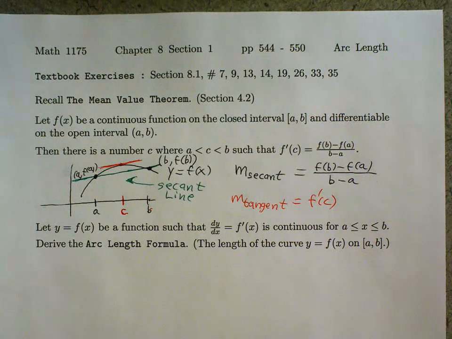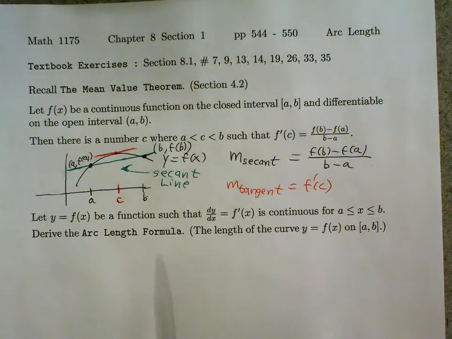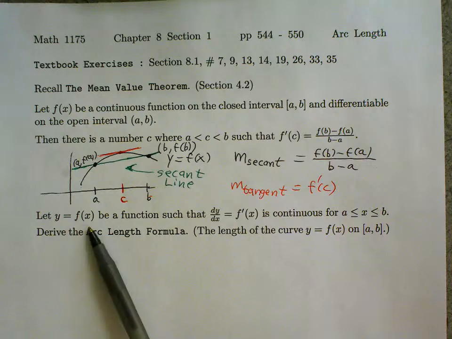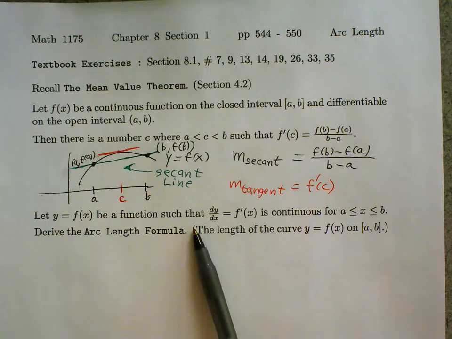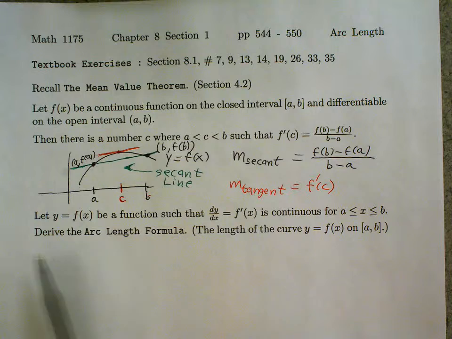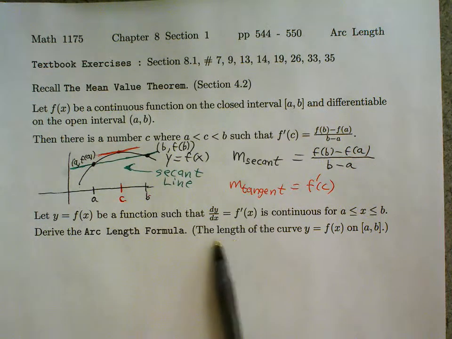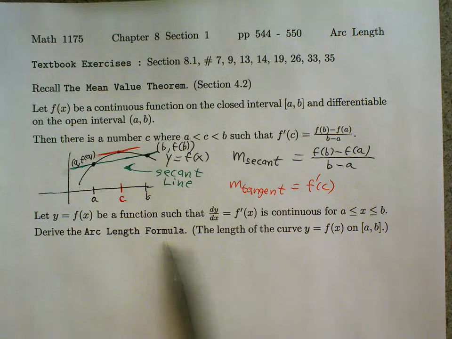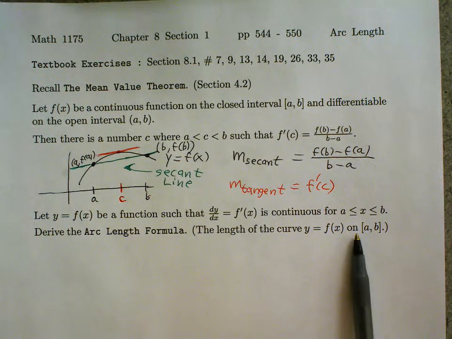Okay, we will use the mean value theorem shortly. So now let y equal f of x be a function such that the first derivative of f is continuous for all x on an interval from a to b. And we're going to derive the arc length formula, which in this setting is the length of the curve y equals f of x on the interval from a to b.